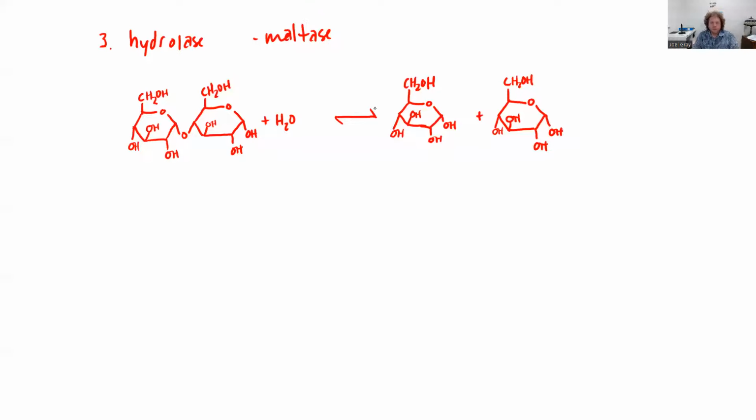A large number of enzymes fall into this category, where they are in the class of enzymes known as hydrolases. But one that might be relevant to anyone who's involved in beer brewing is an enzyme known as maltase. It takes this disaccharide known as maltose and uses water to break it into 2 separate glucose molecules.